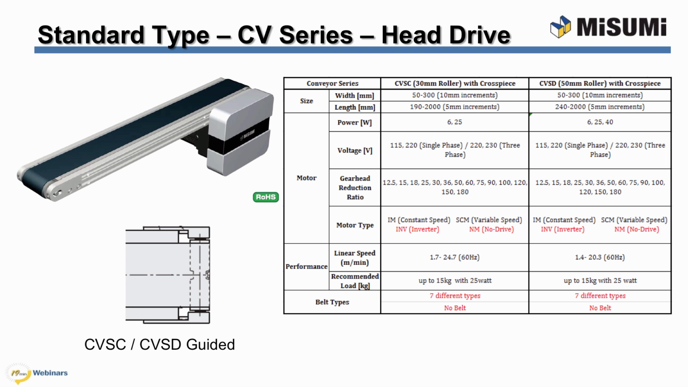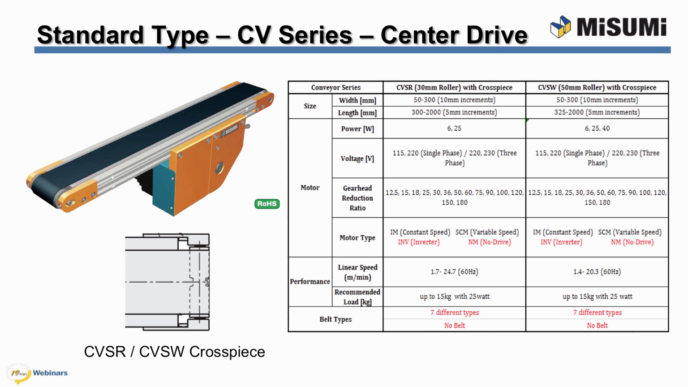The CVSC and CVSD is an alternative conveyor to the CVSA and CVSB if a guide is required. The CVSR and CVSW is an alternative conveyor to CVSN and CVSP if a guide and a center drive is required.